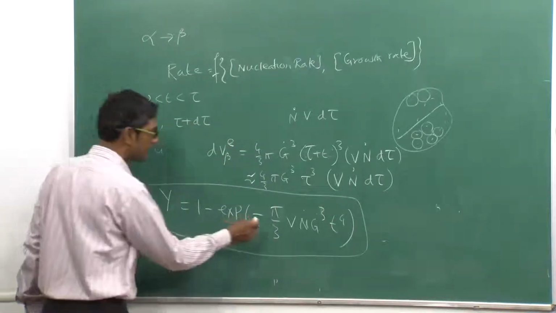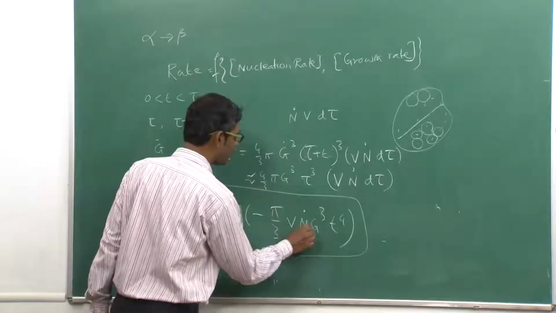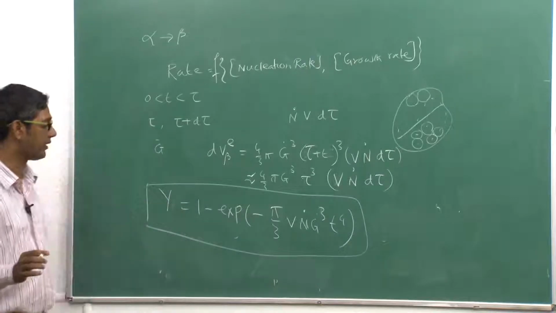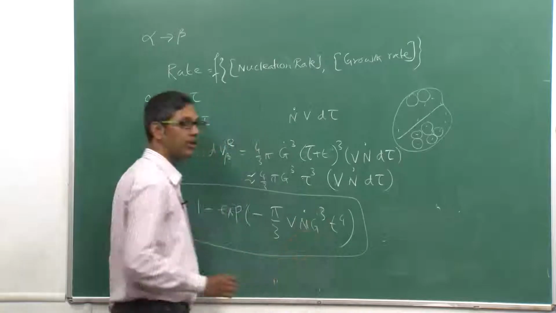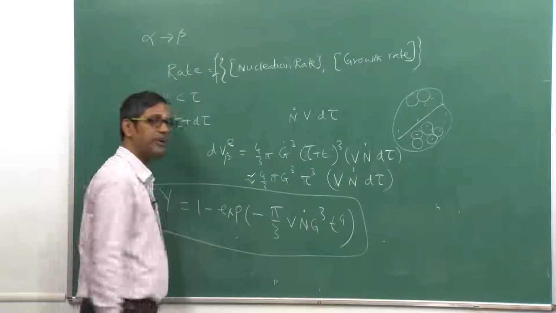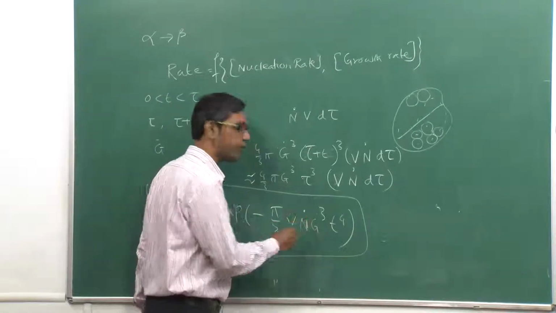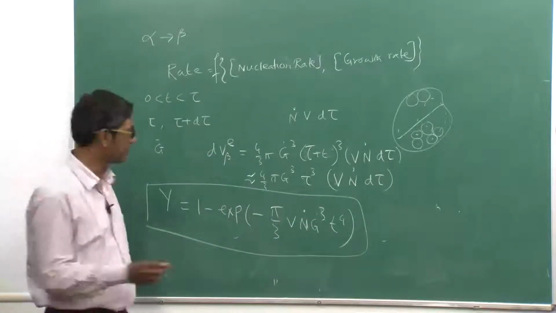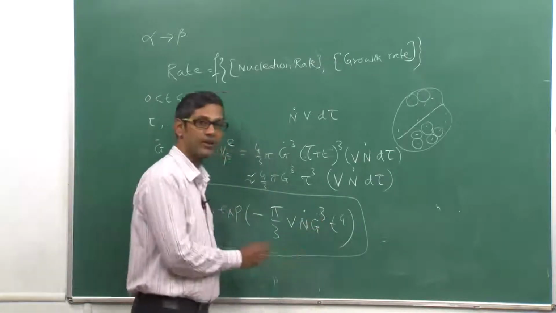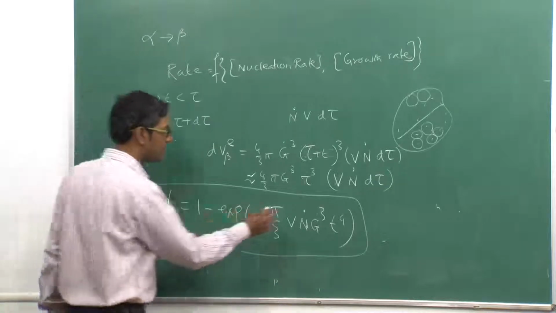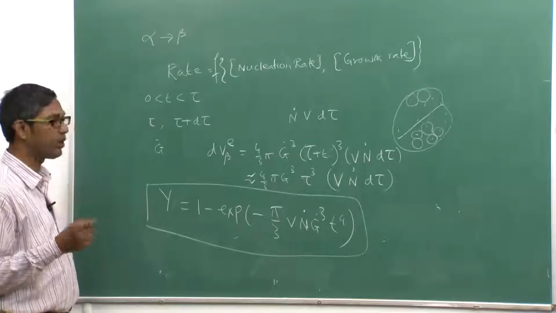Remember, this is a fraction, because it's an exponential minus term, and N dot is always a very small number, 10 to the power minus 30, minus 40, and G dot is also a very small number. So depending on the type of process you can modify this expression. The nucleation rate can be easily obtained for heterogeneous or homogeneous type, but the growth rate will depend upon what kind of process is going on. In recrystallization grain growth, G will depend on something else. G is not the same for all processes.